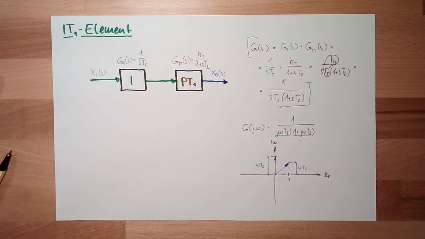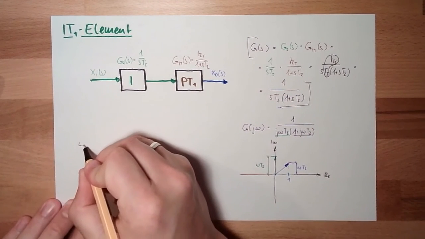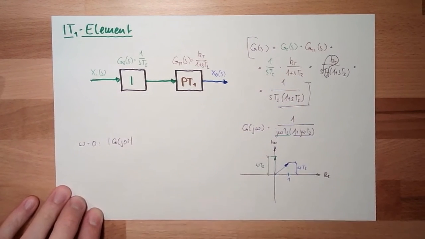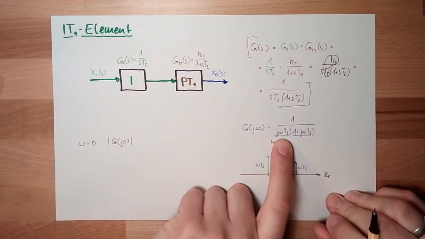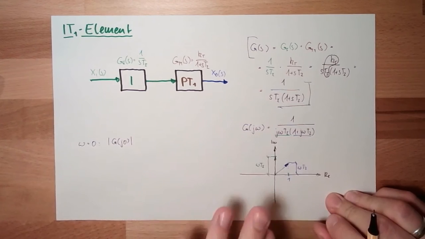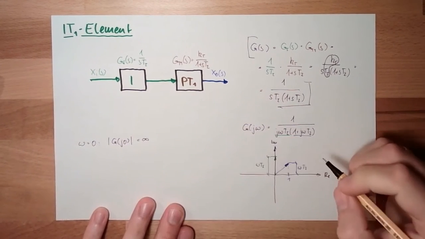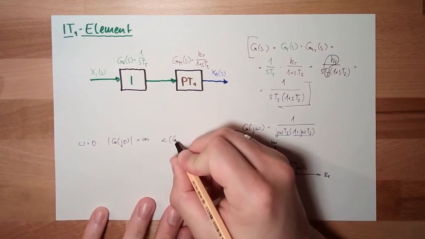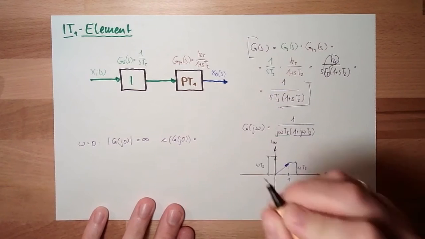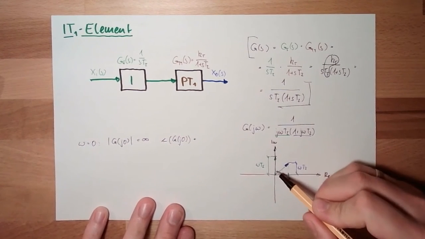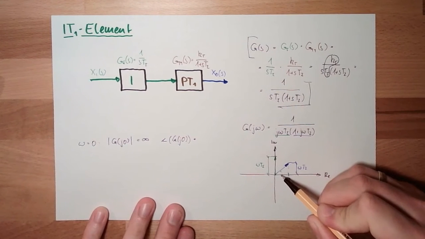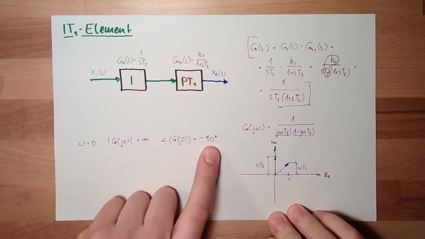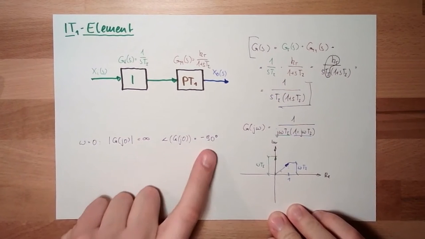Okay. Let's think what it would mean for omega equals 0. What's with the absolute value from j0? If omega is 0, this is 0. This is 0, 1. We will reach unlimited, simply. Because this will get 0, 1 divided by 0 is unlimited. And the argument is this 90 degree will not go away. Yeah, this will always be 90 degree, but this angle will go to 0. So it's 90 degree, and divided means minus 90 degree. So we will start at minus 90 degree. Yeah. Looks like an I element.